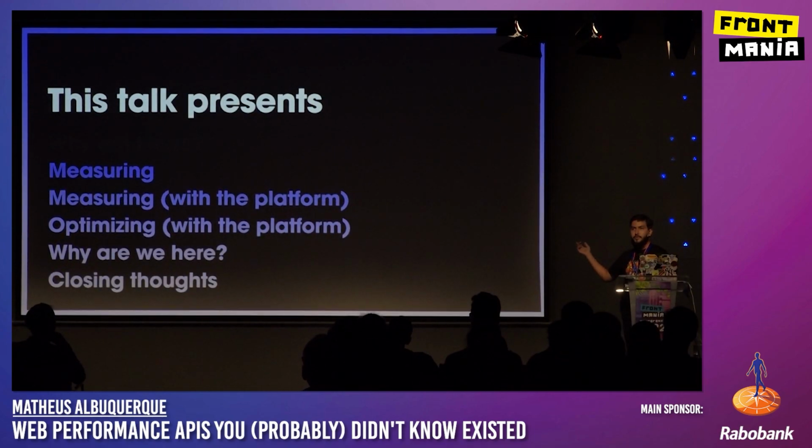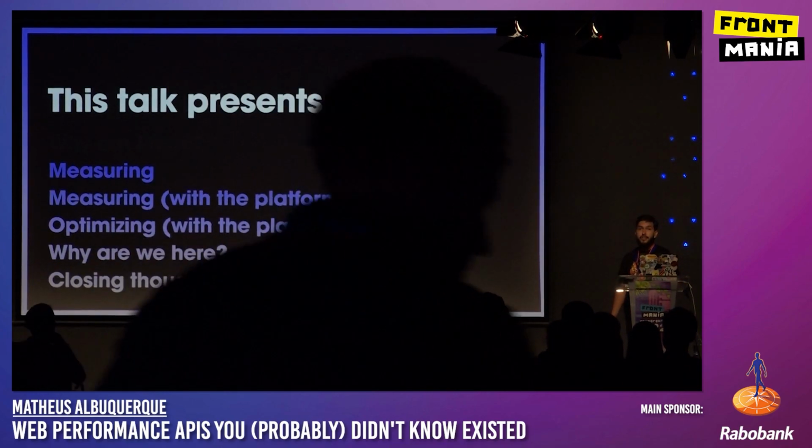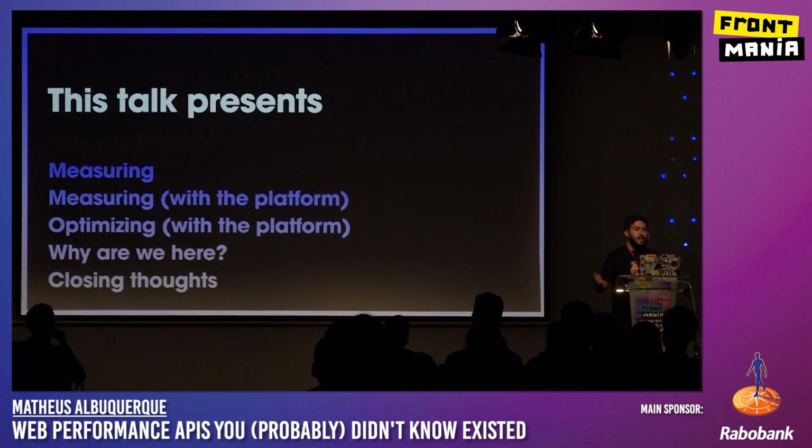So we covered the first part. Now we're going to talk a little bit about measuring, and also about measuring with the web APIs we have. And that's the first part. Once we measure, we also want to optimize. So we'll talk about optimizing with the platform.